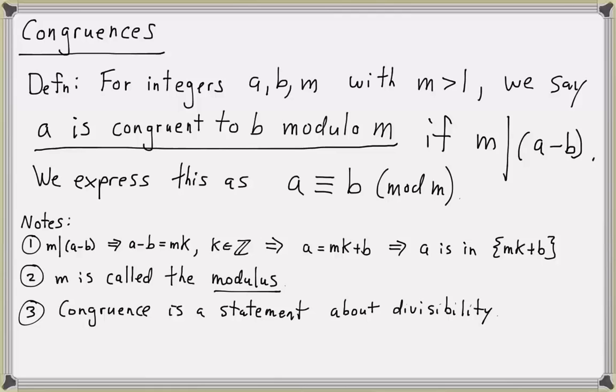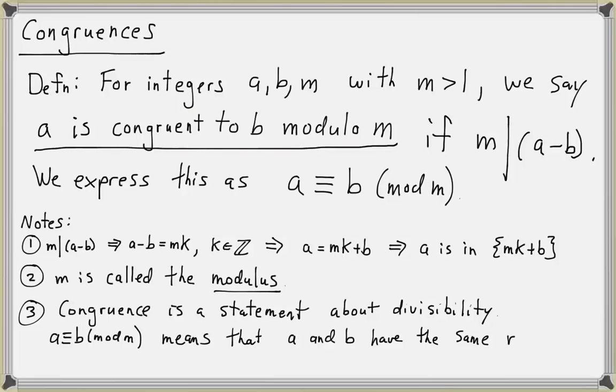If I say that a is congruent to b mod m, then that's the same as saying that a and b have the same remainder when divided by m.